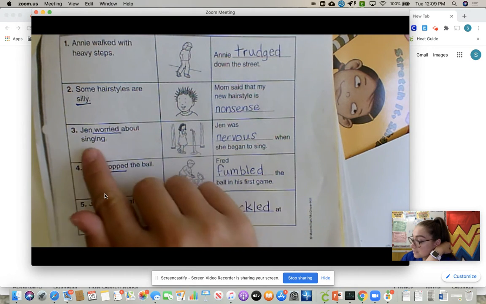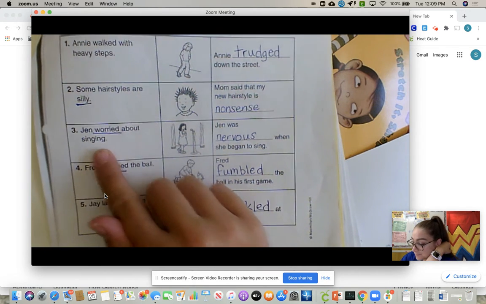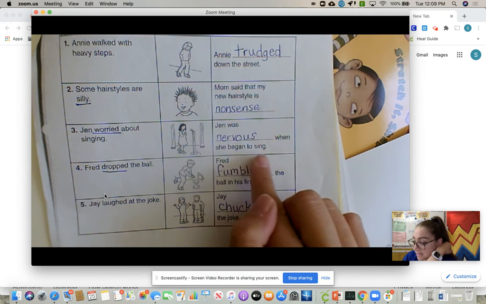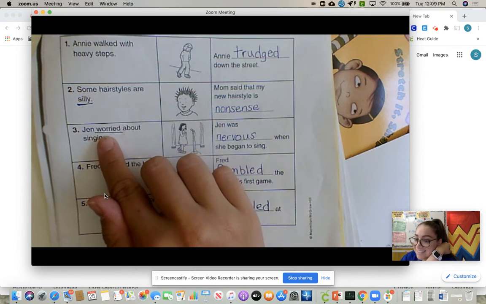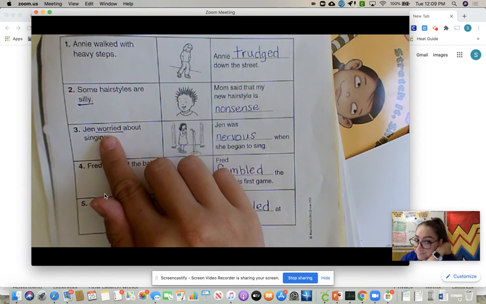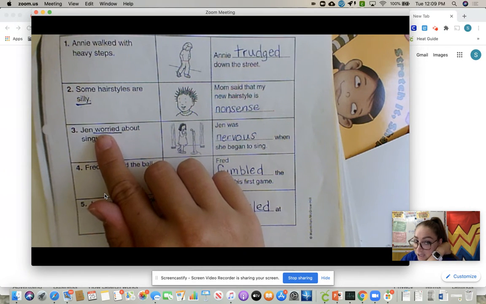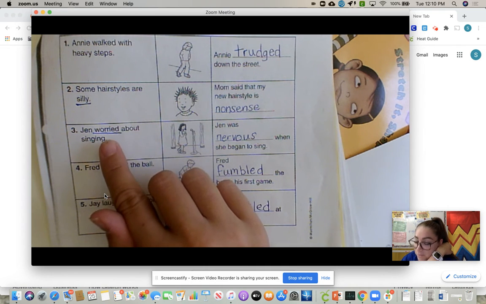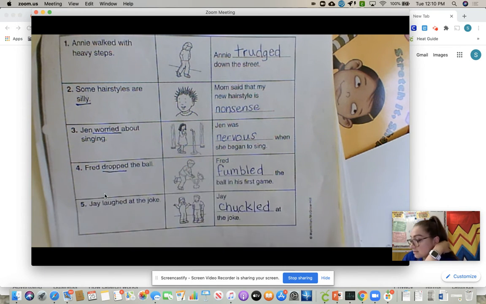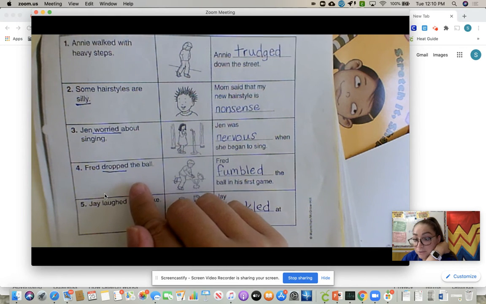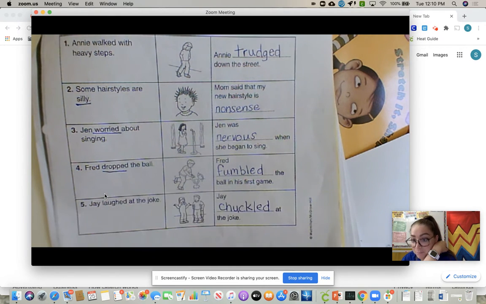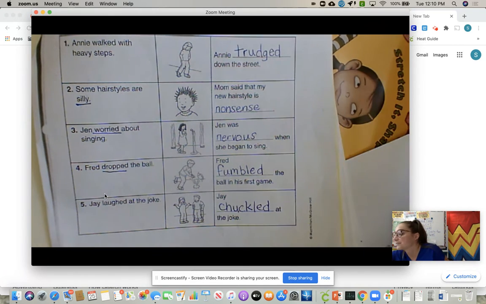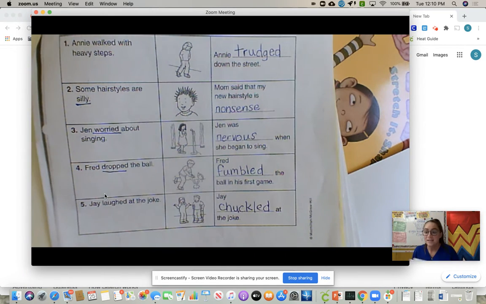Down here, Jen worried about singing. Jen was blank when she began to sing. So we are underlining the synonyms. We didn't go over synonyms too much, but words that mean the same or like each other. So we underlined worried, and we thought, what other emotion in our vocabulary words would match? And nervous was one. So we just discussed the context clues of the picture and the sentence to come up with a vocabulary word. So definitely pause here if you did not get that.